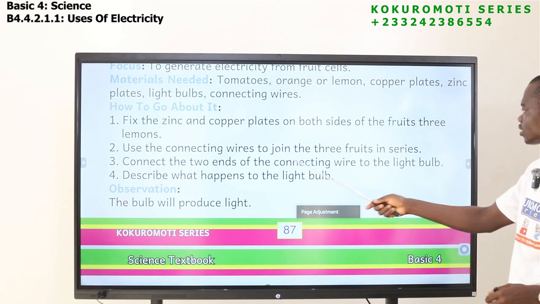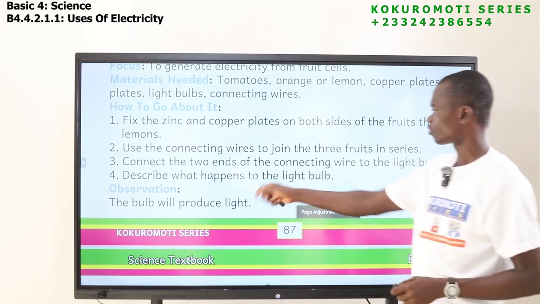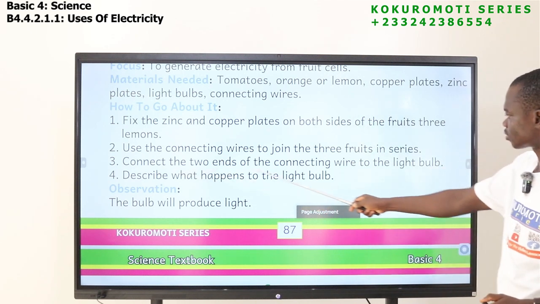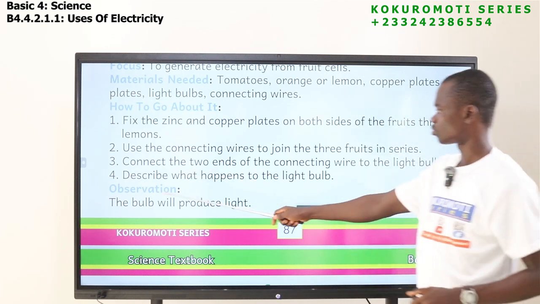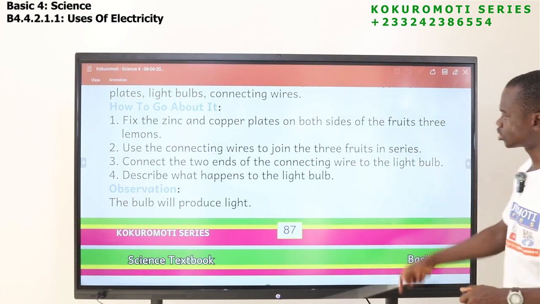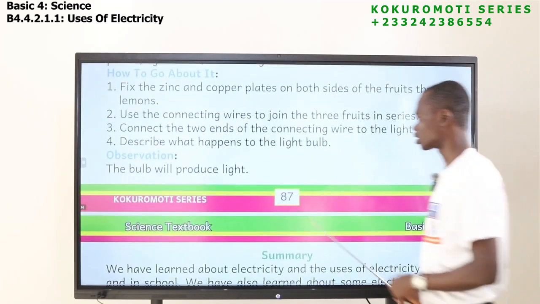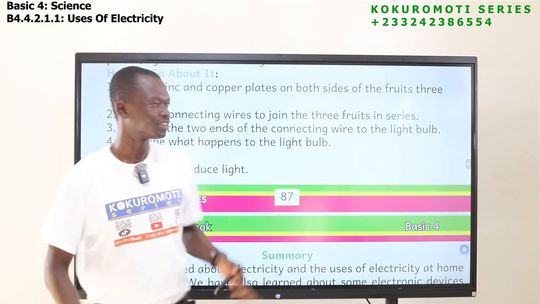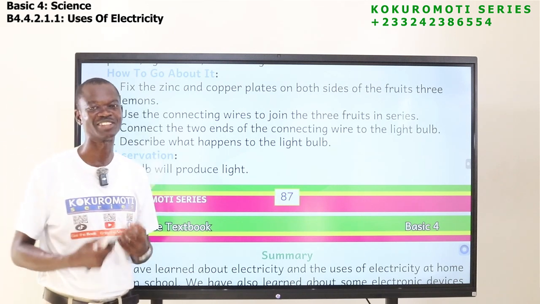The next one. Use the connecting wires to join the 3 fruits in series. Number 3. Connect the 2 ends of the connecting wire to the light bulb. Number 4. Describe what happens to the light bulb. Now, in conclusion, the light bulb will produce light. Okay, so before we look at the summary, the things that I just read, I want to show you a video so that you understand it.